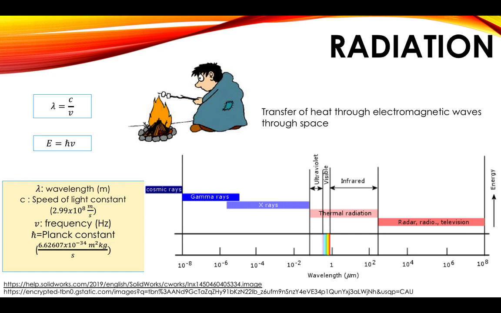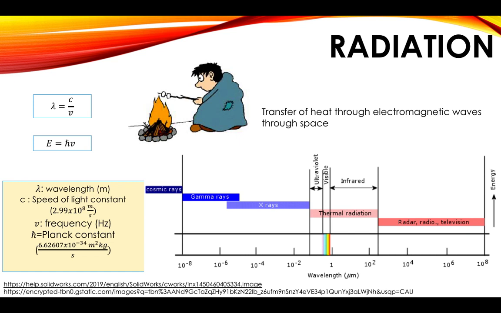The various kinds of radiation are distinguishable from one another only by the range of wavelengths they include, as seen in the picture on the right side of the slide. Thermal radiation ranges from 0.1 to 10 microns. In a vacuum, all these forms of radiant energy travel with the speed of light c equal to 2.99 times 10 to the 8th meters per second.